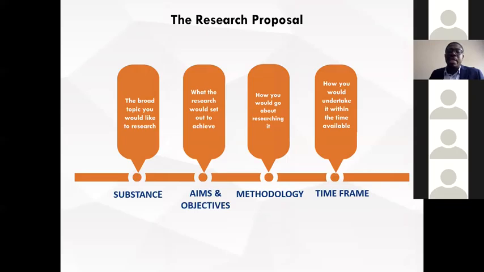So the research proposal should have substance, the broad topic that you would like to research on, and then the aims and activities, what the research will set out to achieve. It should also have the methodology, how you will go about researching, and how you will undertake the research within the time available, which is the time frame, which are illustrated with the Gantt chart. Please, let's move on.